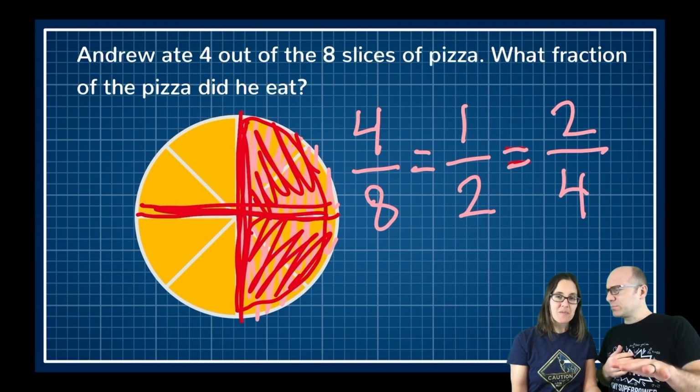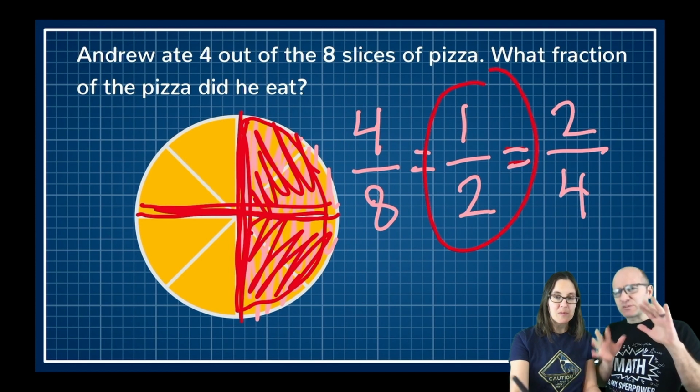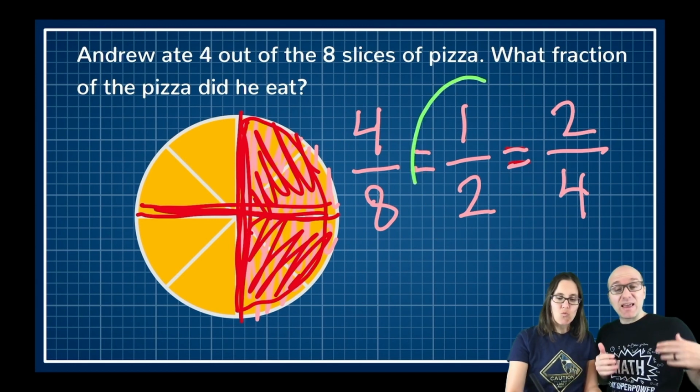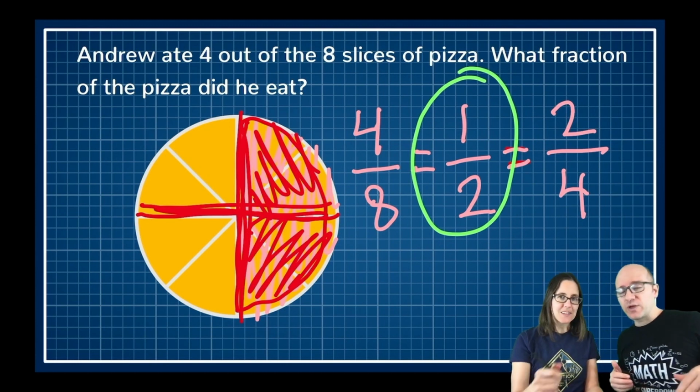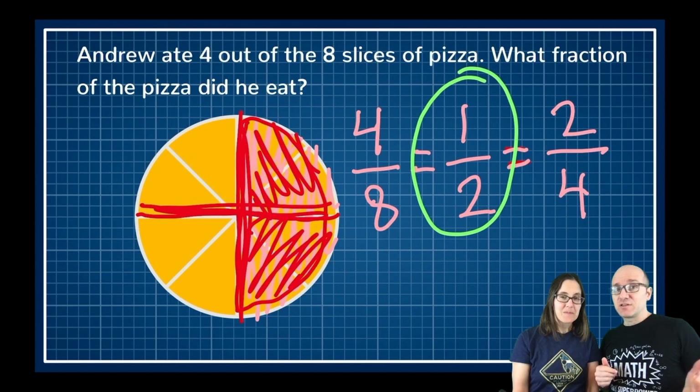Now, which of those is the simplest? This one, 1/2 is the simplest. It has the smallest numbers, and typically that's going to be advantageous to make calculations easier. So we call that the simplest form, or the reduced form. But yeah, what fraction of the pizza did he eat? He ate half the pizza.